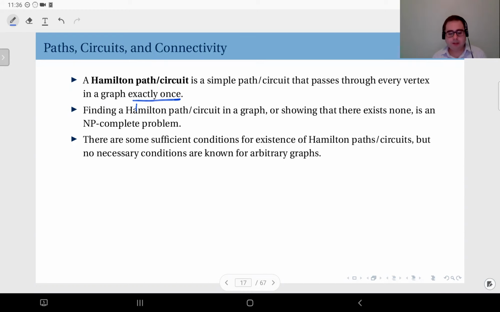And also, we have seen that sufficient and necessary conditions are given by Euler for Euler paths and circuits. With Hamilton paths and circuits, that's not the case. We have some sufficient conditions for existence of Hamilton paths and circuits, especially for some special types of graphs, but no necessary conditions are known for arbitrary graphs. So if you don't have a special type of graph, determining whether it has a Hamilton path might be really, really difficult.